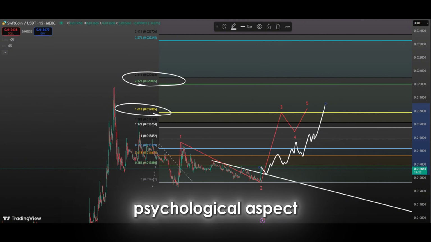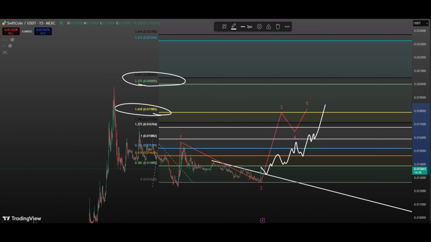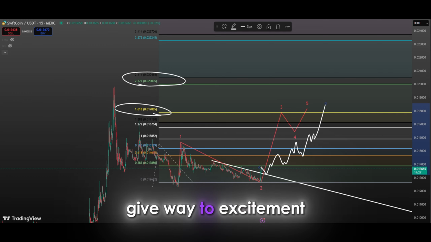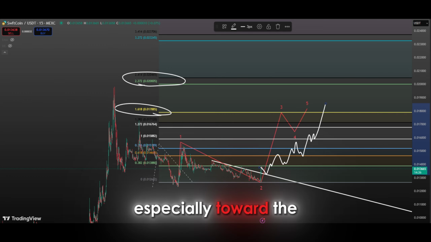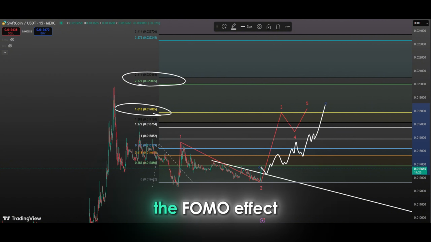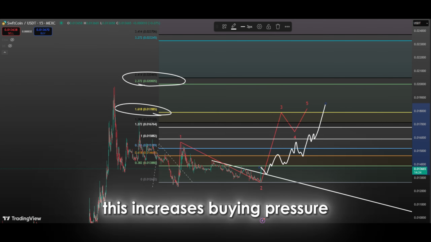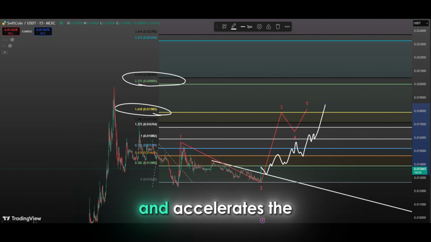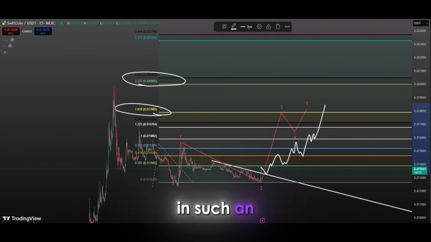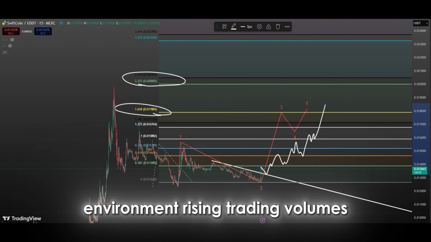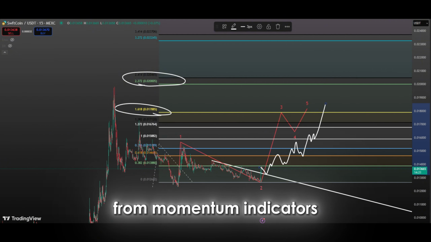Looking at the psychological aspect, investor psychology plays a very important role in the third wave. The doubts seen in the first two waves now give way to excitement. Especially toward the middle of the third wave, the FOMO effect kicks in, and investors start rushing to take positions. This increases buying pressure and accelerates the upward movement. In such an environment, rising trading volumes and positive signals from momentum indicators will be key factors supporting the sustainability of the rally.